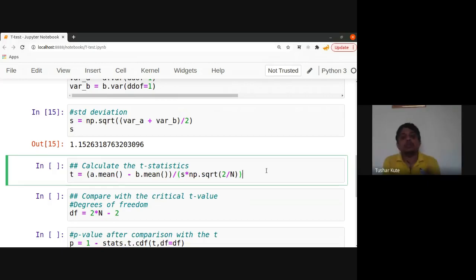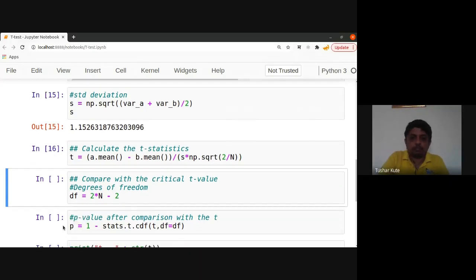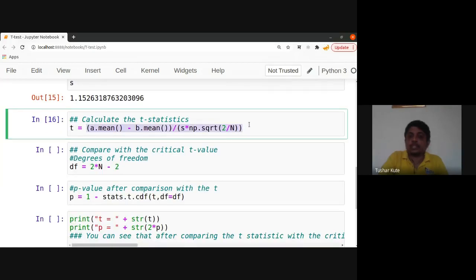A mean minus B mean divided by S standard deviation into square root of 2 divided by n. Okay, that is what the t statistic is, and you can see the value of the t statistic. I'll show you that print also. So this formula is used. The t statistic value is calculated by this formula, which was shown in mathematical format on the presentation, and then compared with the critical t values for degrees of freedom.